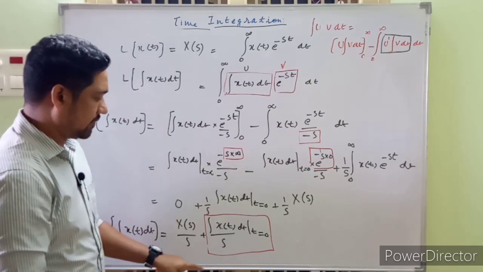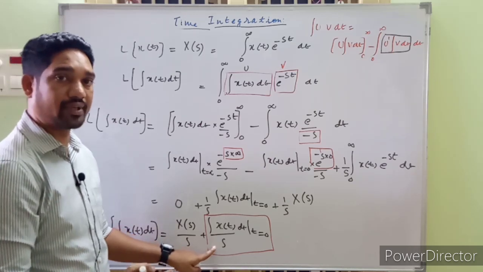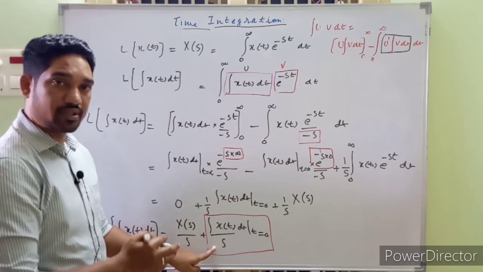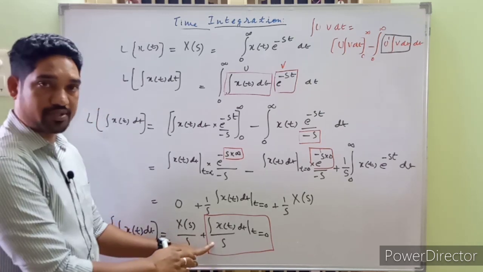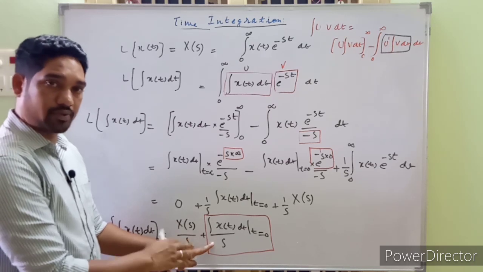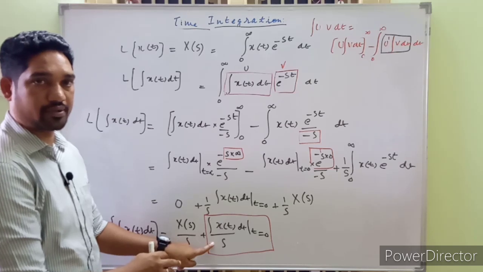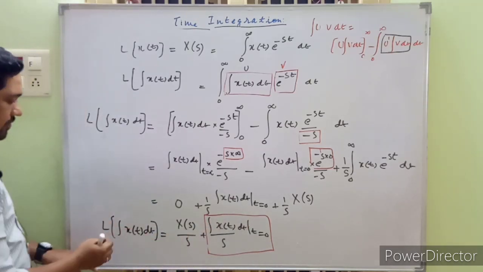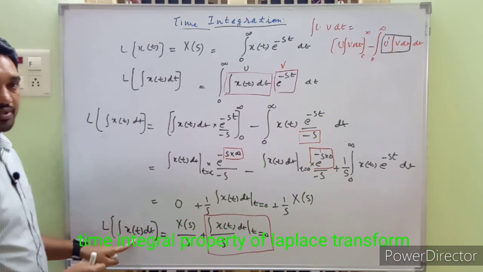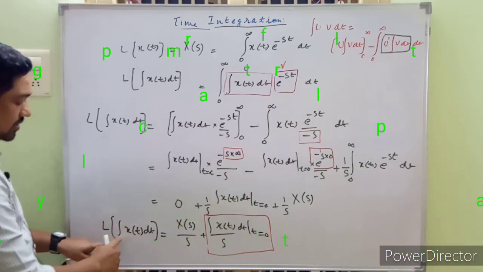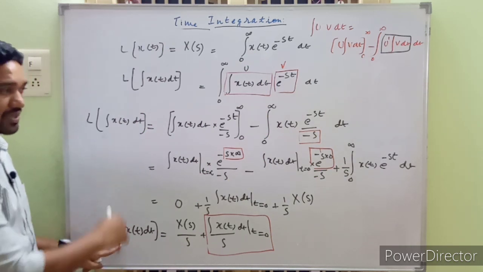For example, when we evaluate the transfer function in control systems or any other transfer function, usually the initial conditions are neglected. So this is the initial condition, which may be of the capacitor or inductor. It may be considered or not considered according to the requirement. Now finally, this is the final reduction for the Laplace transform of the integral of x of t, the integral property of Laplace transform. Integration is done with respect to time, so it's the time integral property of Laplace transforms. Hope you understand this video.